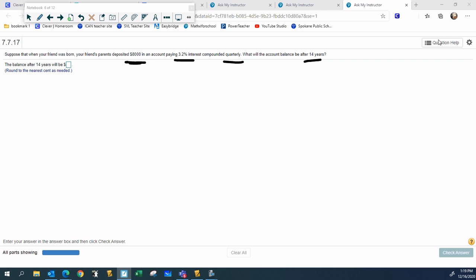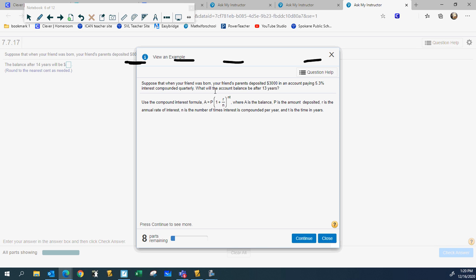So I'm going to make sure we're using the correct formula. It's always a good idea to go to question help, view an example, and find this formula here. So we will use the formula A equals P times 1 plus our rate in decimal form divided by the number of times we compound our interest throughout the year, raise that all to the power of n times t, and again, n is the number of times we compounded a year, t is the number of years.